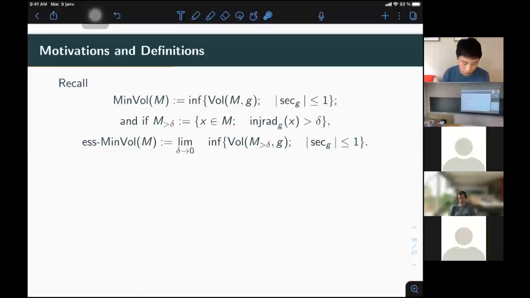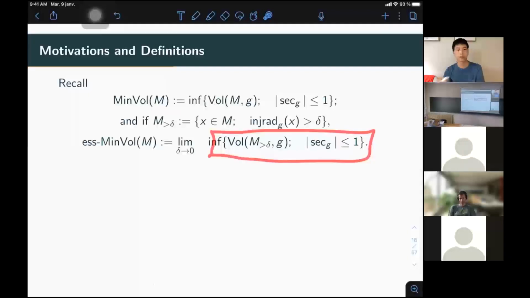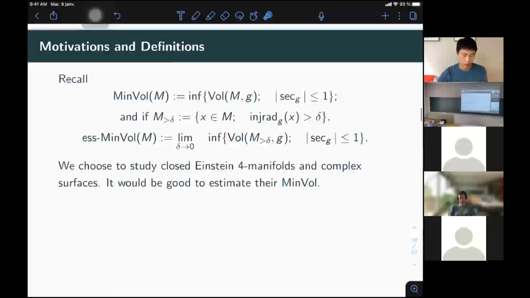All right, so I recalled the definition just in case. The essential minimum volume is the limit of the infimum of the volume of the delta-thick part. So we chose to study closed Einstein 4-manifolds and complex surfaces. What would be great is to estimate their standard minimal volume, and I cannot do that. So I'm going to estimate the essential minimum volume, which is easier to estimate.